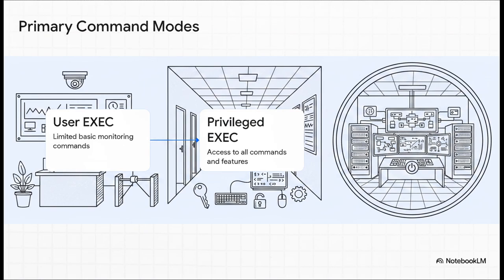Step 1 is user exec mode. That's basically the lobby. You can look around, do some basic monitoring, but you can't touch anything. Step 2 is privileged exec mode. Now you're behind the reception desk with full access to all commands and features. And Step 3, global configuration mode, puts you right in the main control room where you can actually make changes that affect the whole device.